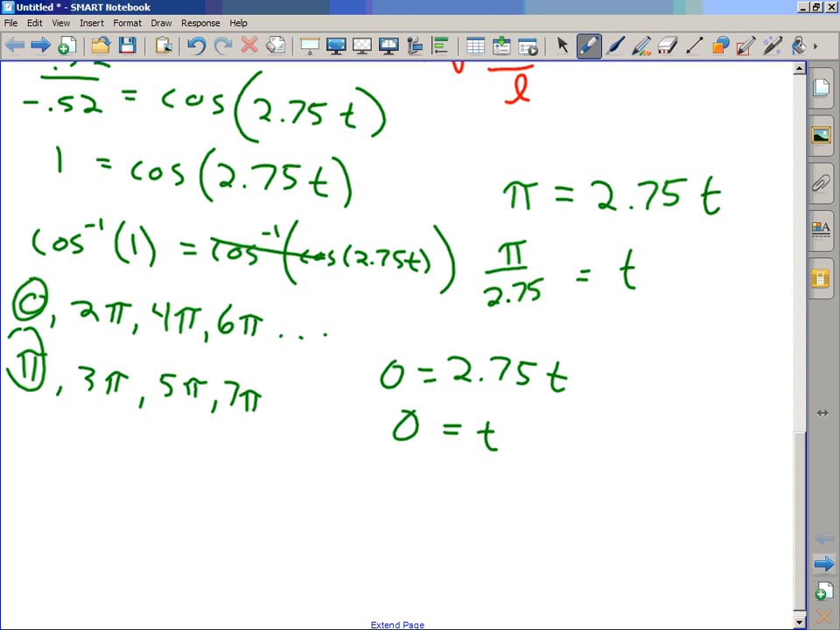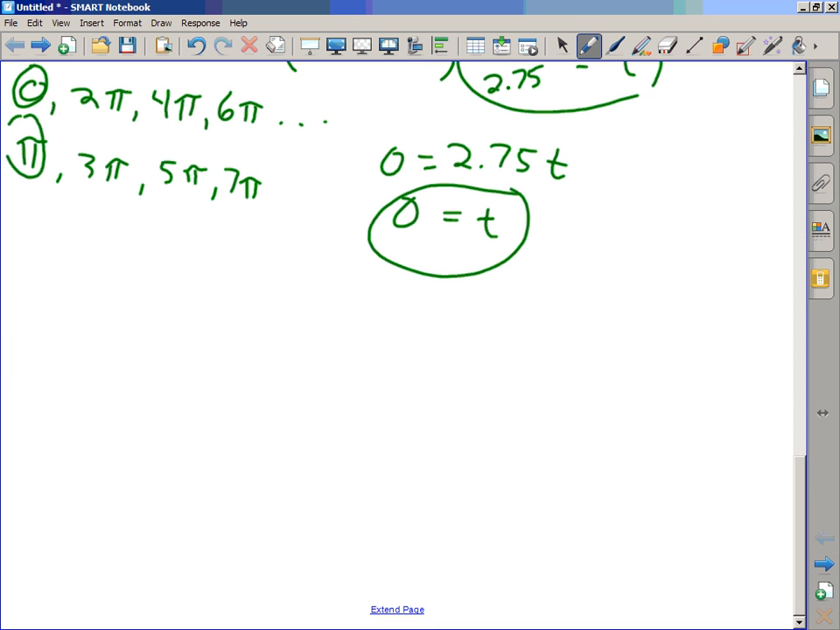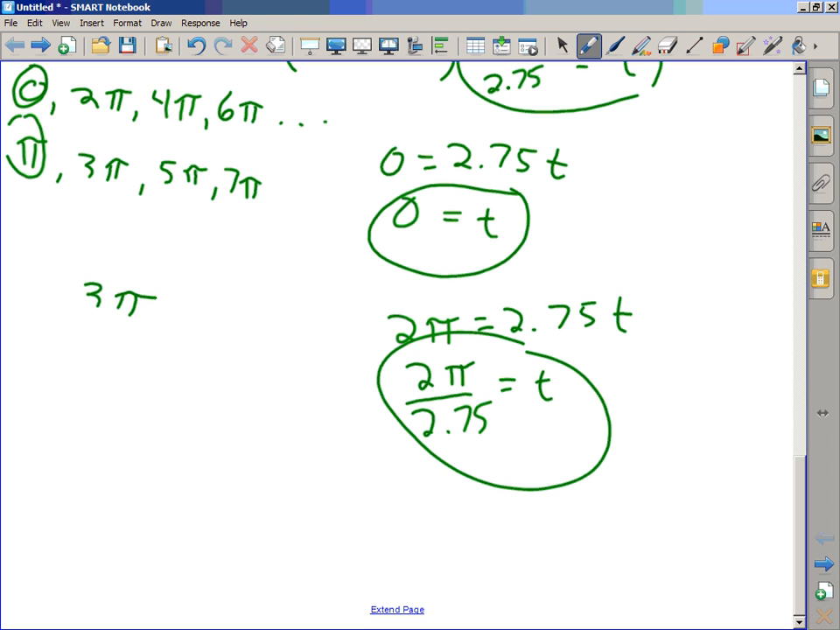But is it just this, or are there multiple angles that this works for, or multiple times that this works for? There are multiple times, right? Because not only is it 0 and pi. Here's an answer, and here's an answer. Well, let's go through this. Another answer would be over there at 2 pi. 2 pi equals 2.75 t. T equals 2 pi over 2.75. Yeah? Another possible answer, 3 pi. 3 pi divided by 2.75 equals t.